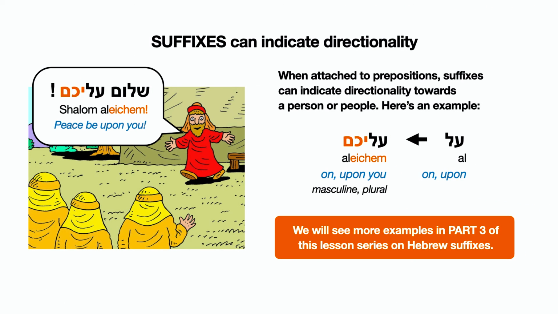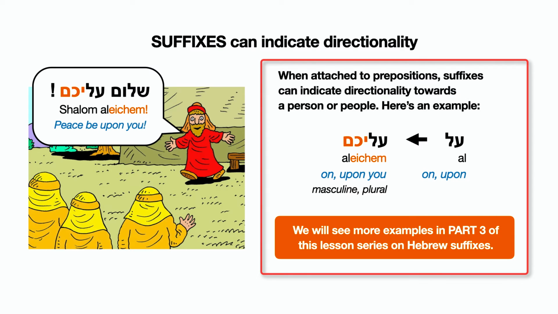Okay, now, suffixes can also indicate directionality. So when attached to prepositions, suffixes can indicate directionality towards a person or people. And here's an example, a very famous Hebrew song, in fact. So, Shalom Aleichem means peace be upon you. So, al is a preposition which means on or upon. And when we add the suffix echem, that becomes alechem. That means on or upon you.